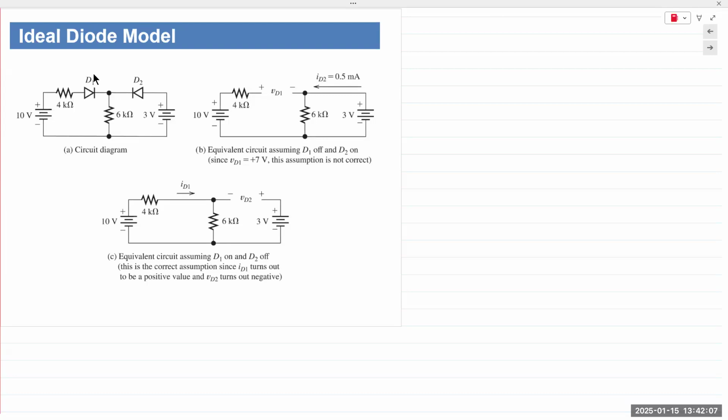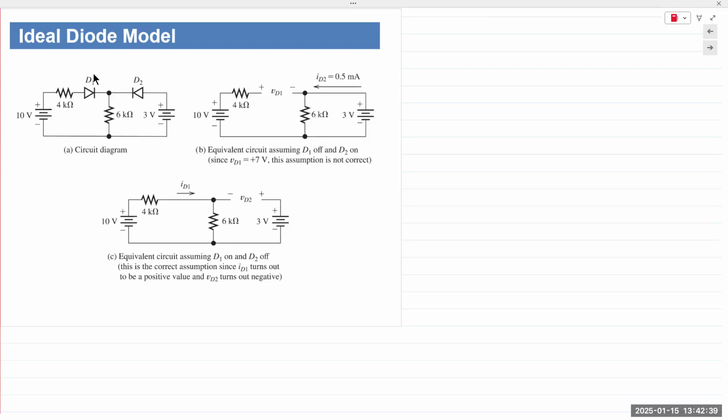How about D2? Anode is closer to 3 volts, cathode is closer to 10 volts. So cathode is higher than the anode. So that leads me to conclude that D2 is most likely off because the cathode is at a higher voltage. Okay. So if I use that assumption and I perform an analysis, then I would see if my answer matches up with the assumption.